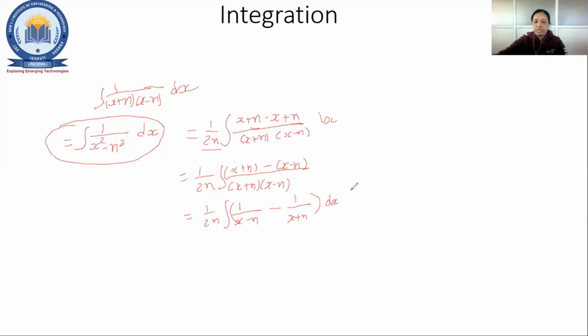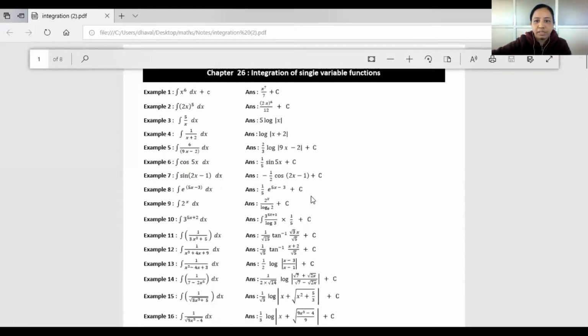Now you can do it, right? So we are having a direct formula for that one. Suppose you are having 1 upon x square minus n square, but sometimes it will be asked to derive it or to give a proof for that, so you can go in that way, right? I'll share another screen of that PDF so you can easily go through the examples. Okay, is it visible?